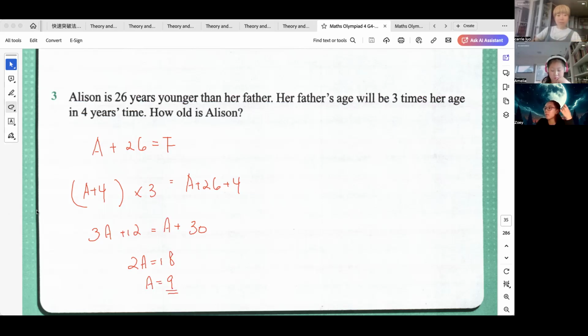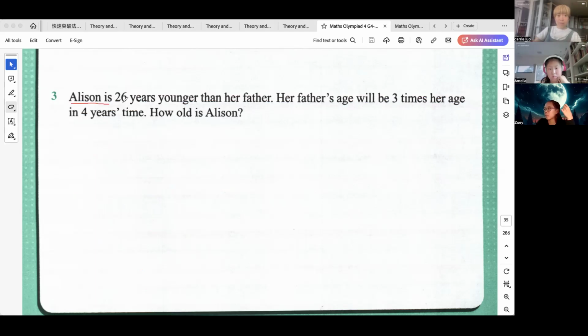Okay, let's do it again. So first equation, Allison is 26 younger than her father. So Allison plus 26 equals father. Get it, Zoe? Okay, so I want you to have the ability in 4 years' time. So Allison right now is A, and in 4 years' time will be A plus 4, right? Okay, so her father's age now is A plus 26. So 4 years later, it's A plus 26 plus 4, right? Because when Allison's getting older, her father's getting older as well.